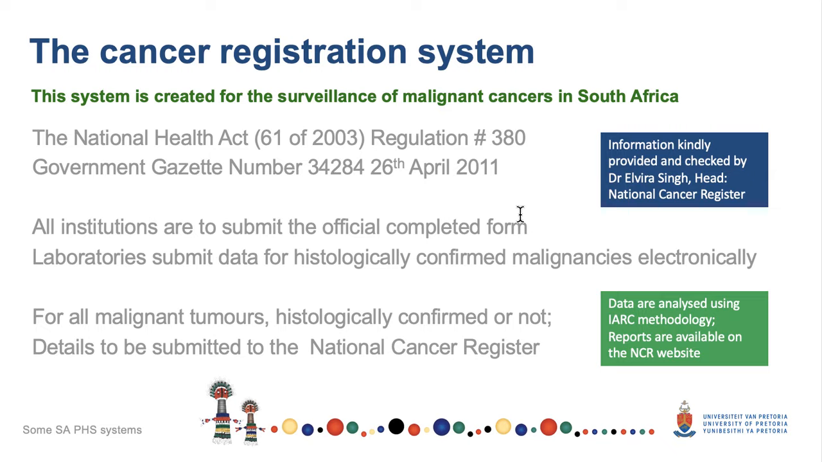Then we've got the cancer registration system, which is again covered by legislation under the National Health Act in this case as well. All institutions to submit officially completed form. Laboratories submit data electronically, and then there's a form that includes much more information about each case, which must also be submitted. The data are analyzed using the International Agency for Research on Cancer methodology, and reports are available on the National Cancer Registry website, so you can access those reports.